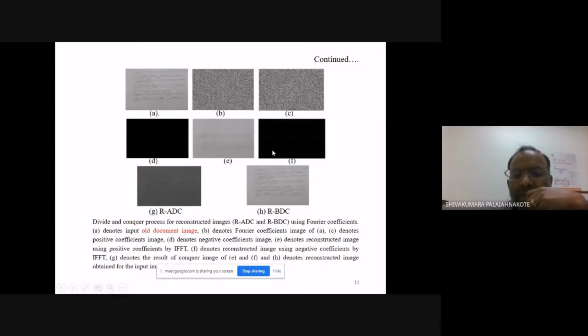That means in a reconstructed one, this is positive coefficients. Using positive coefficients, we are reconstructing this one. This is negative coefficients. Of course, we cannot see information. Positive, this is actually RADC. That means after reconstruction. This is before reconstruction. See, this is actually the whole document.